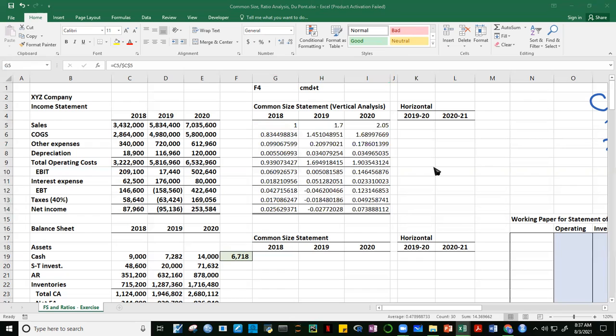Because, sir, you said that for the common size of 2018, you divide everything by the sales of 2018. So for 2019, everything should be divided by the sales of 2019. And same thing with 2020. Yes, correct. But what did we divide it with? We divided everything by the sales of 2018. So this is wrong, right? Because for 2019, we should divide everything by the sales of 2019, and for 2020, divide everything by the sales of 2020. So in fact, this is wrong, as we can see.